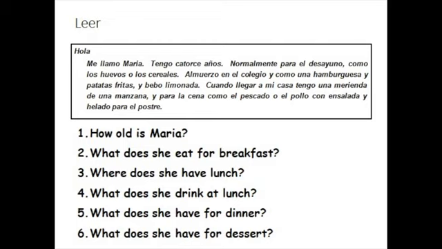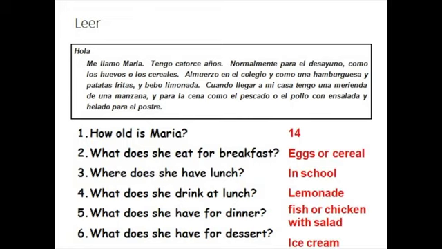Okay, when you're ready, you'll see the answers for you to check. So how old is Maria? 14. What does she eat for breakfast? Eggs or cereal? Where does she have lunch in school? What does she drink at lunch? Lemonade. What does she have for dinner? Fish or chicken with salad? And what does she have for dessert? Ice cream.